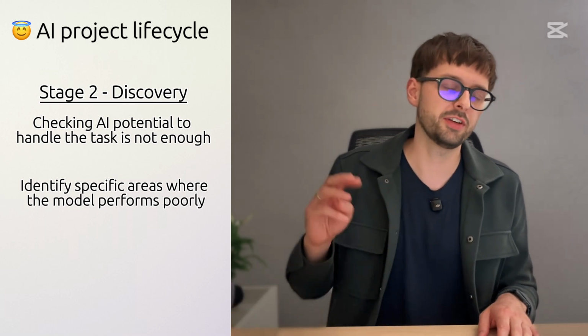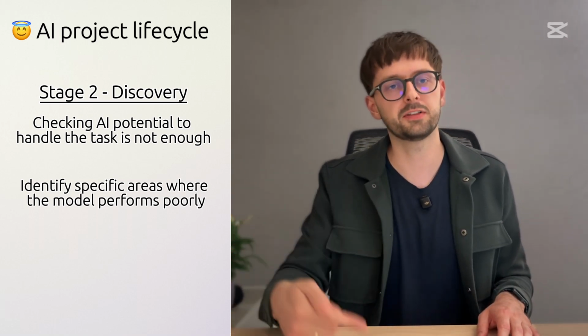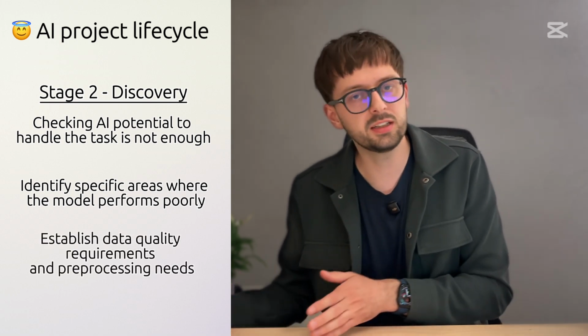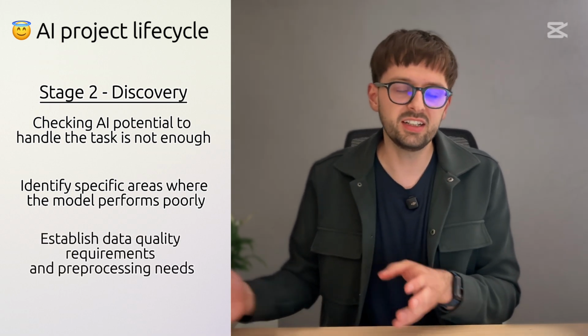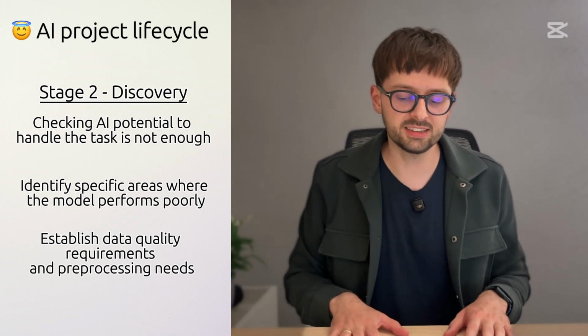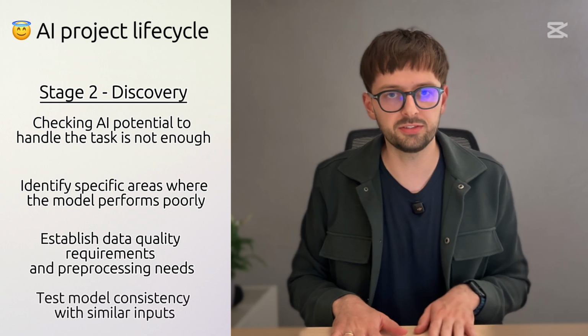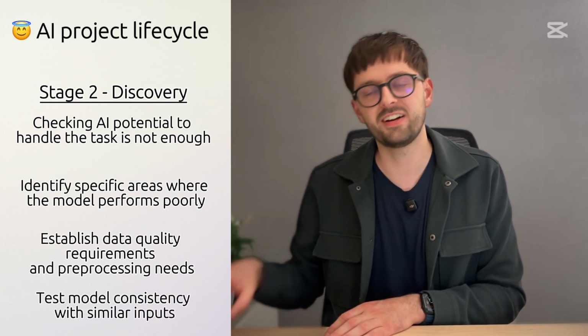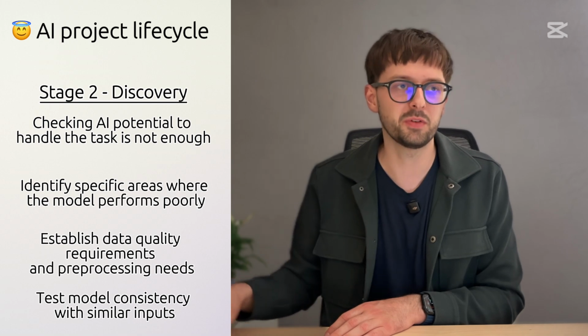And to do it, you need 3 things. First, you need to find performance cliffs, so part of the problem or specific domain where the model performs poorly. Then you need to look into data and establish some data quality requirements and also the pre-processing needs. And the final stage is testing the model for consistency with similar inputs. So you need to find out how consistent the model is with your problem.